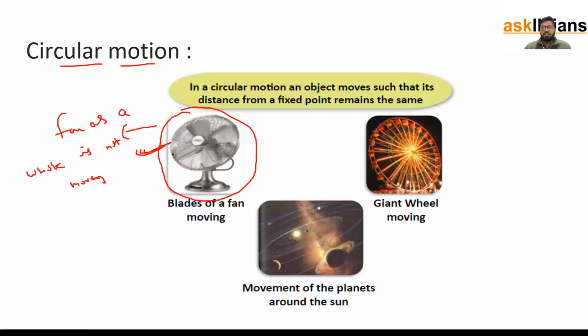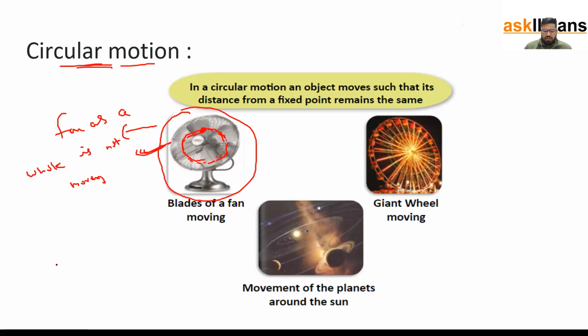But if you see the blades, or if you mark a point on the blade, suppose I am marking this point and observing it, I will observe that this point is rotating like this. It is moving in this type of path. So this type of path is known as circular motion. So what is the basic property of circular motion?